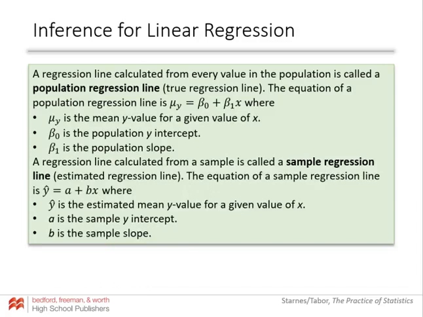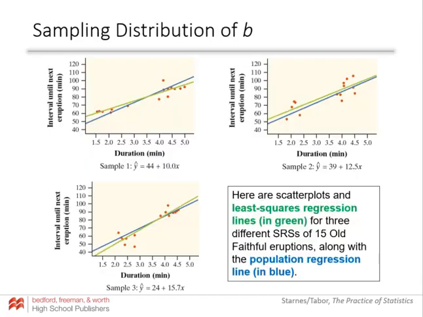Okay, so some symbols and things that we need to know. If we are able to make a population regression line, where we have data for the entire population, mu y is the mean y value, beta 0 is going to be our population y-intercept, or you could just say b0, and then beta 1 is our population slope. Everything that we did in chapter 3 was sample regression lines because we were working off of sample data.